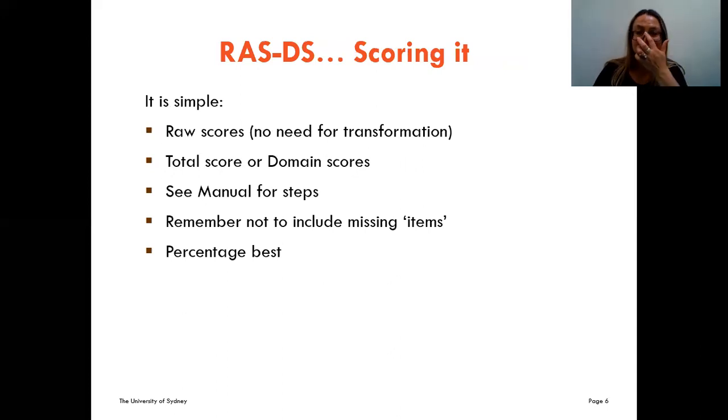Okay, so let's go to the practical stuff. So RAS-DS scoring. It's really easy to score. So there are some instruments where you have to adjust the scores, etc. And we have done enough analysis of the tool to know that you do not need to do that. So the raw scores are absolutely fine and good, perfect. So you can either get a total score from the RAS-DS from all 4 domains, or you can get a separate score for each of the domains, so 4 different scores as well as a total.